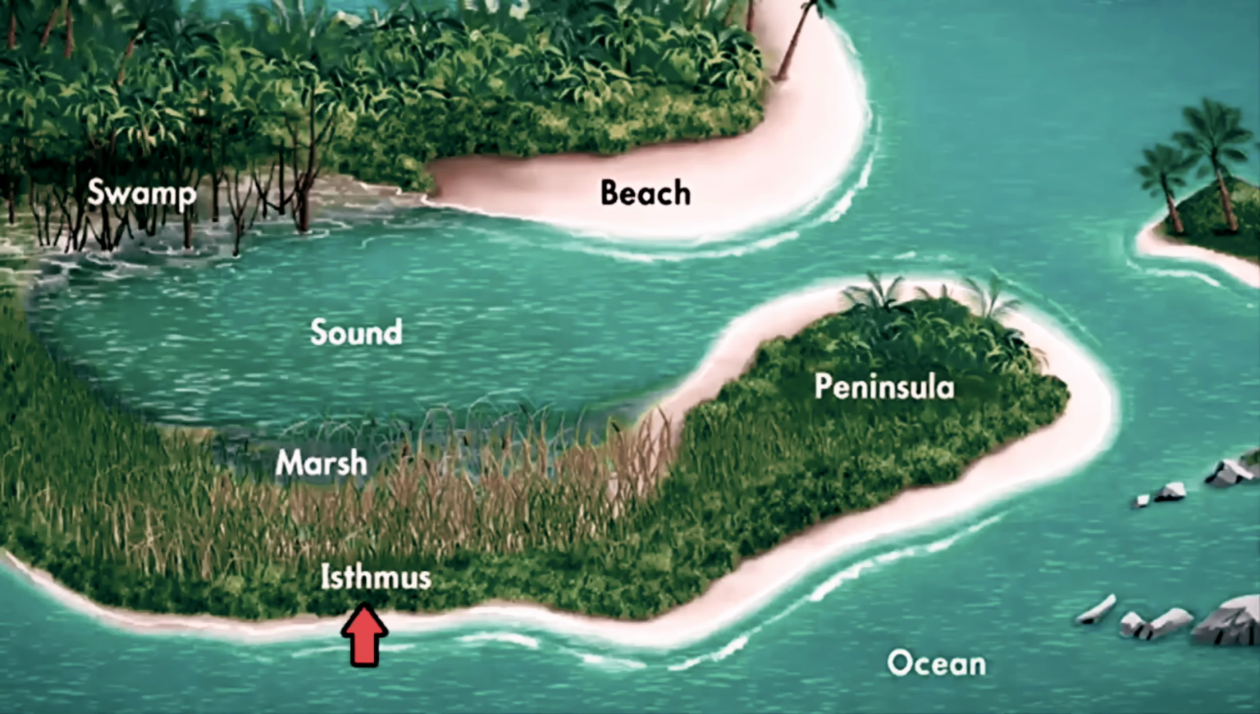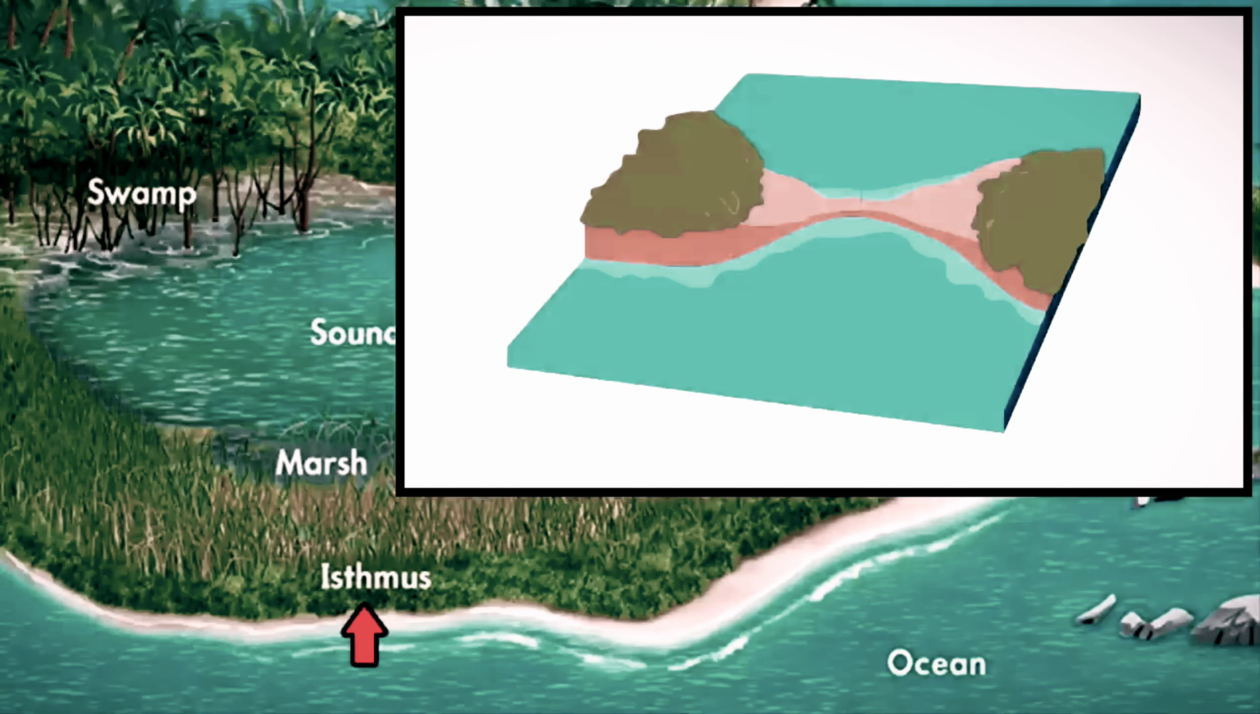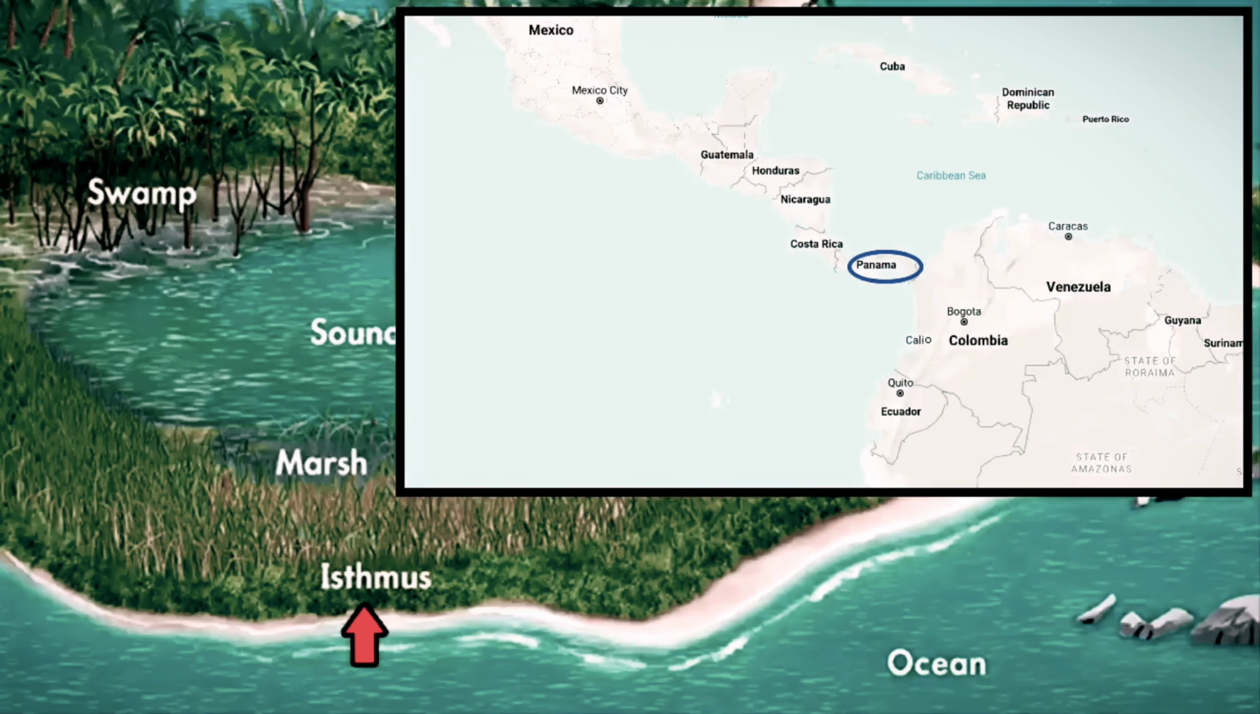The next one is isthmus. It is a narrow strip of land with sea on either side, forming a link between two larger areas of land. One of the most famous examples of the isthmus landform is the Isthmus of Panama. The Panama Isthmus is a narrow strip of land that connects Costa Rica and Colombia. Essentially, the Isthmus of Panama connects North and South America. It is in between the Caribbean Sea and the Pacific Ocean.